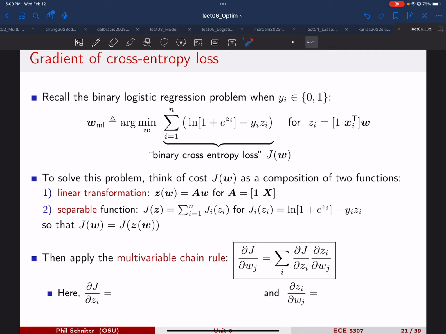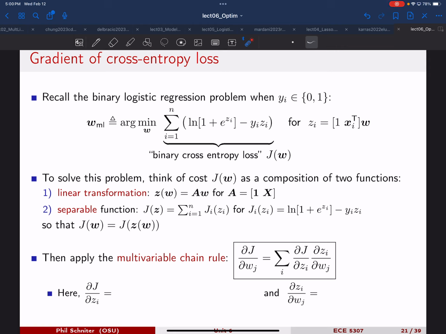What's a little bit complicated is we're expressing this in two parts. First, we're saying how does W relate to Z, and then how do the Z's relate to the cost. This is the way it's typically written. You could, of course, plug this in here, but then the expression just gets a little bit more complicated.